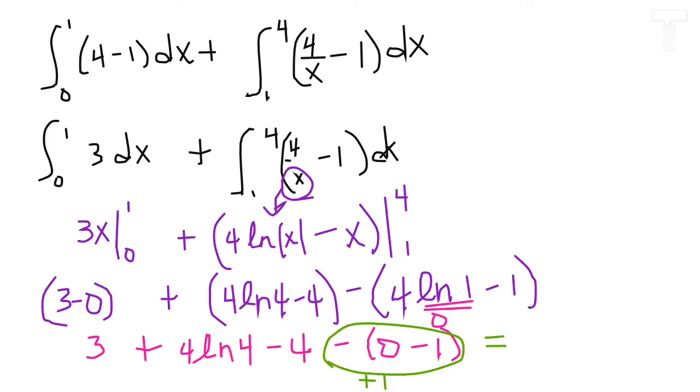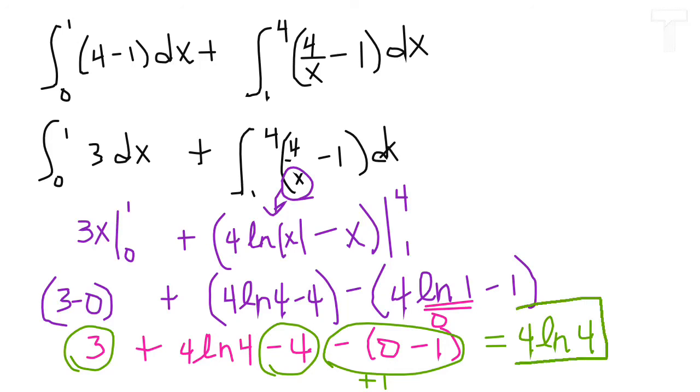And so now if I put the plus 1 and the minus 4 and the 3 all together, I can't do anything with 4 natural log of 4, but I can do 3 minus 4 plus 1, which is 0. And so there's my final answer. If I like it better, I can put it into my calculator and figure out what the decimal value is. Hopefully you got that number.